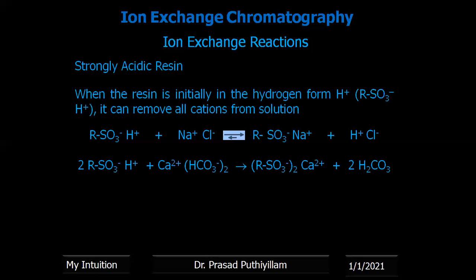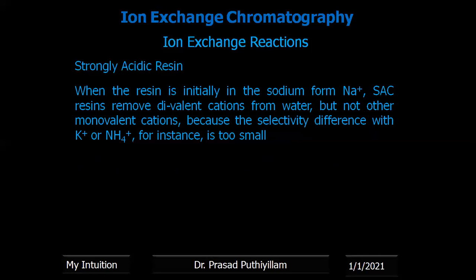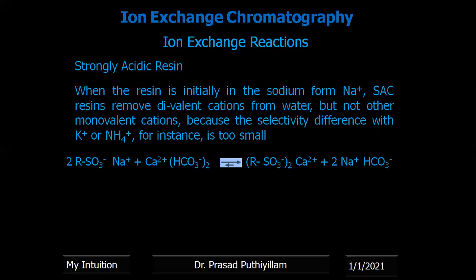If the resin is initially in the Na+ form, the strongly acidic cation exchange resin can remove even divalent cations from water, but not other monovalent cations, because the selectivity difference of the Na+ form in strongly acidic cation exchange resin with K+ or NH4+ is almost the same. That means they cannot replace each other. The potential values are almost the same. Therefore, the removal is not so easy, so it is not possible.